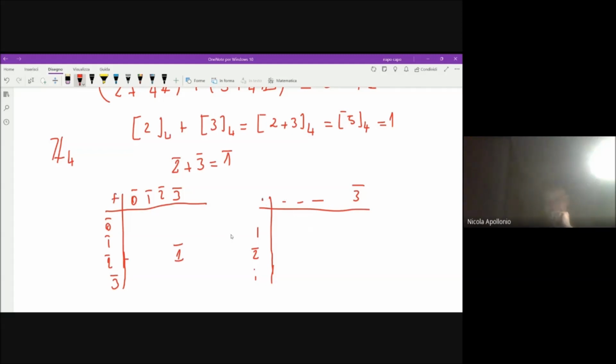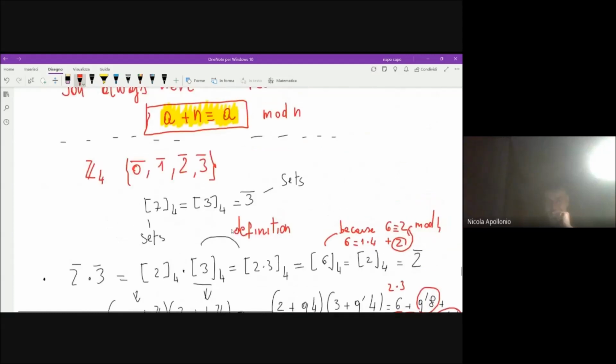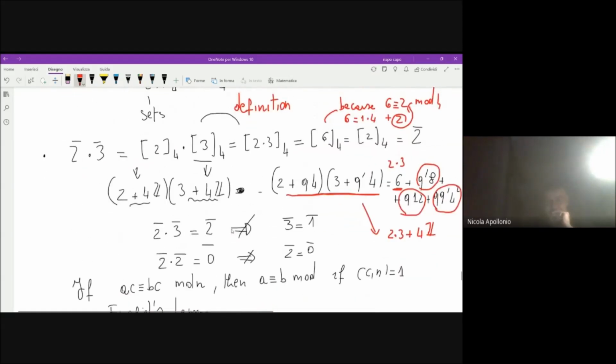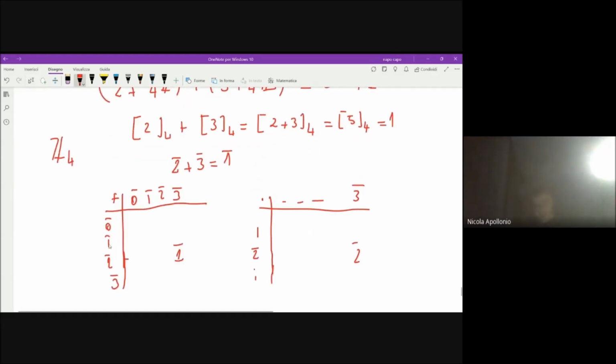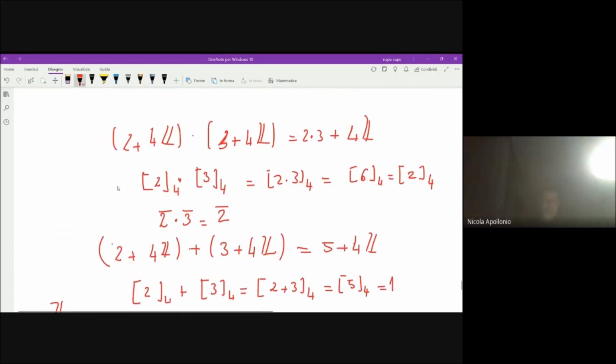Last thing, the result was 2. So as an exercise, fill in the table completely and solve the arithmetic of Z4.